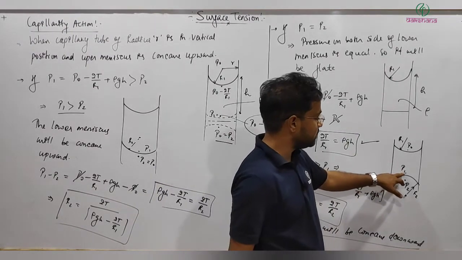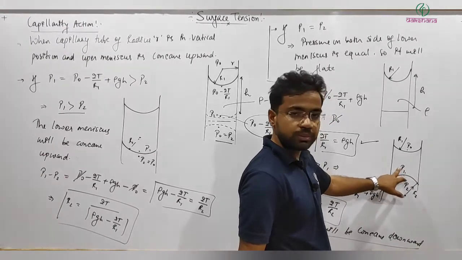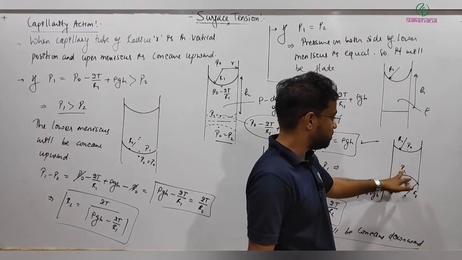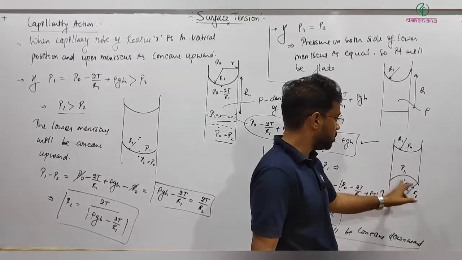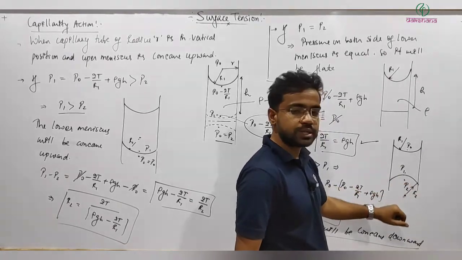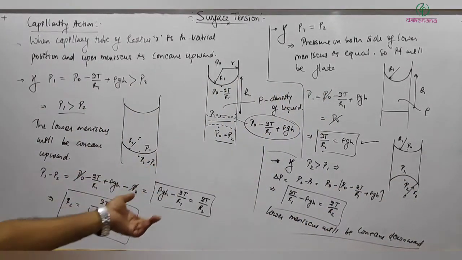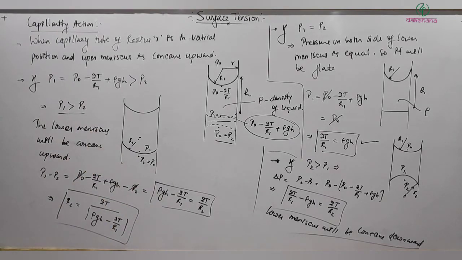Here I am writing simply the pressure at the top and bottom of the lower meniscus. Based on that condition, if pressure on this side is higher, it should be concave upward. If pressure is equal, it will be flat. If pressure on the downside is higher, it should be concave downward, right? So this is about the shape of the lower meniscus, we can comment on that.